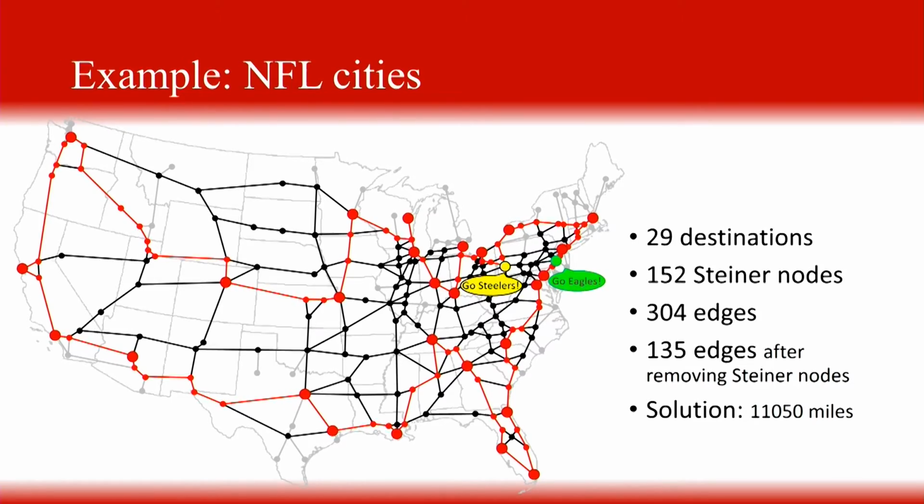So this red is the optimal solution if you wanted to visit all 29 NFL cities. That is the best way to do it along interstates.